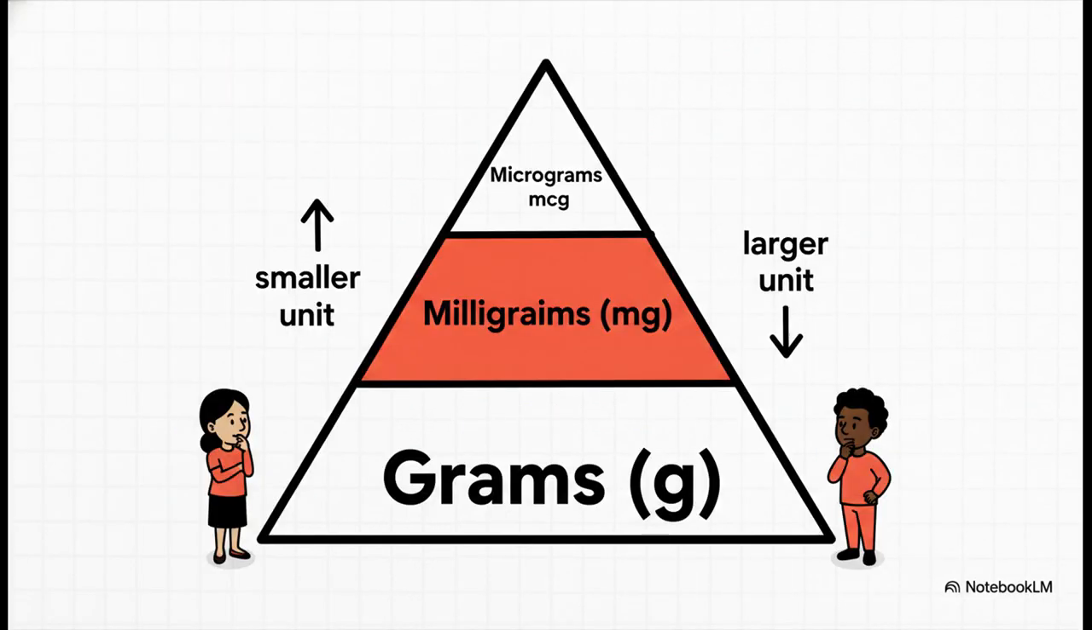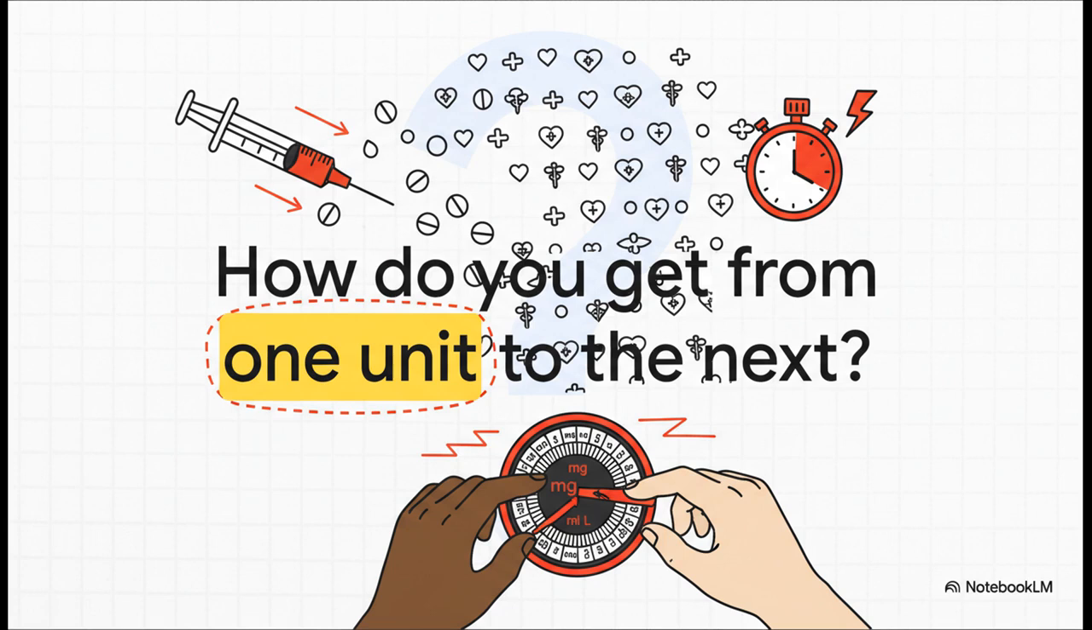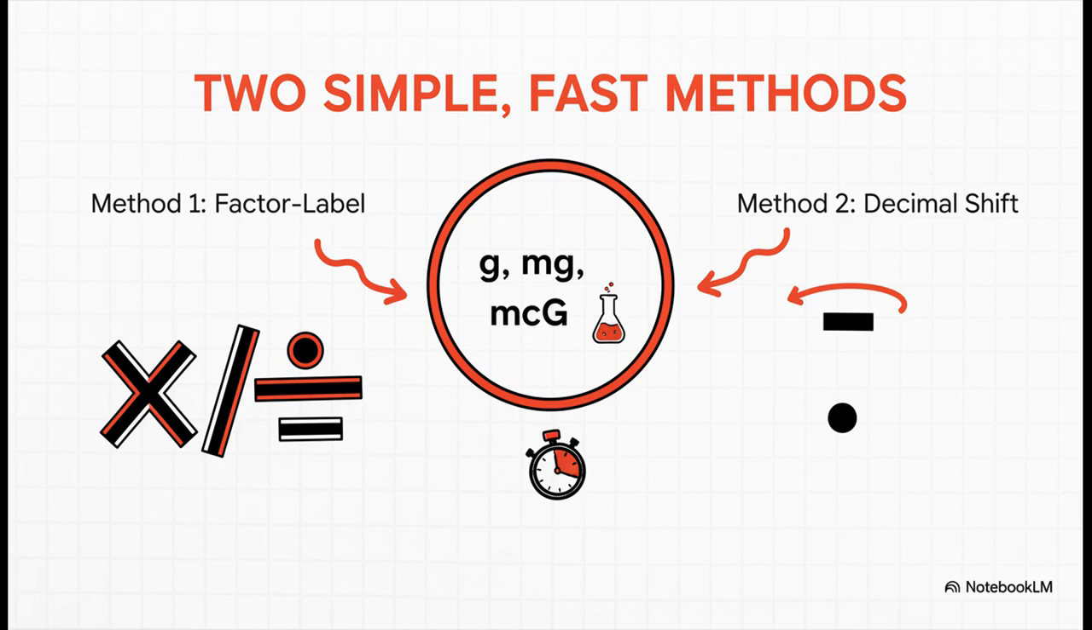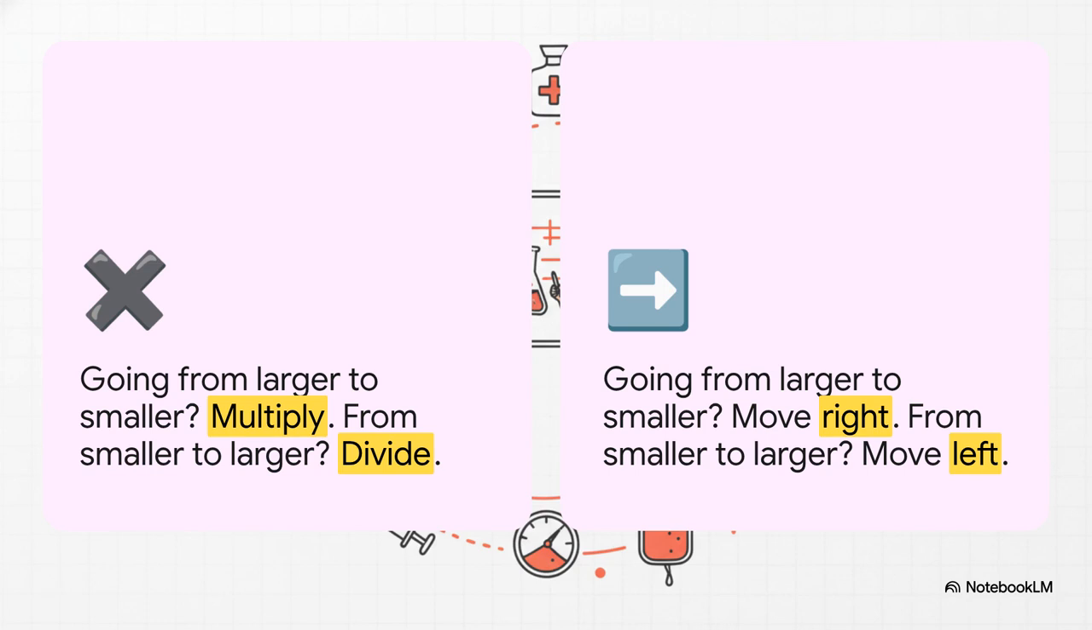Just remember this order. Grams are the big guys. Micrograms are the smallest of the three. So, the big question is, how do you jump between these units, fast and without mistakes? I'm going to show you two super simple ways to do any conversion. It's a game changer. You can either multiply or divide by 1,000, or just slide that decimal point over.